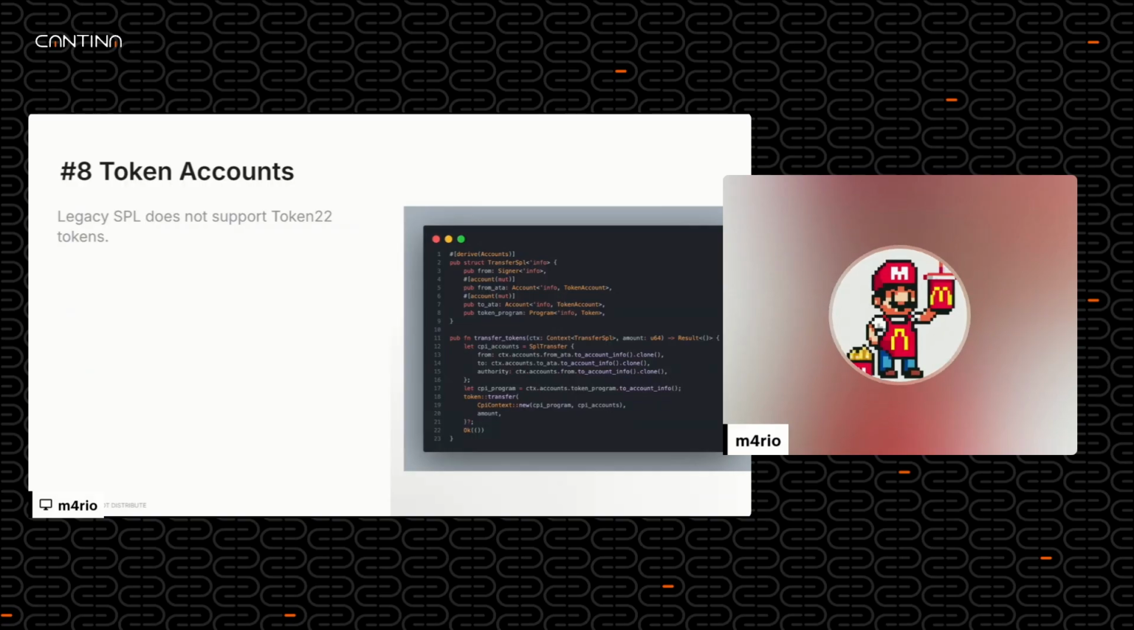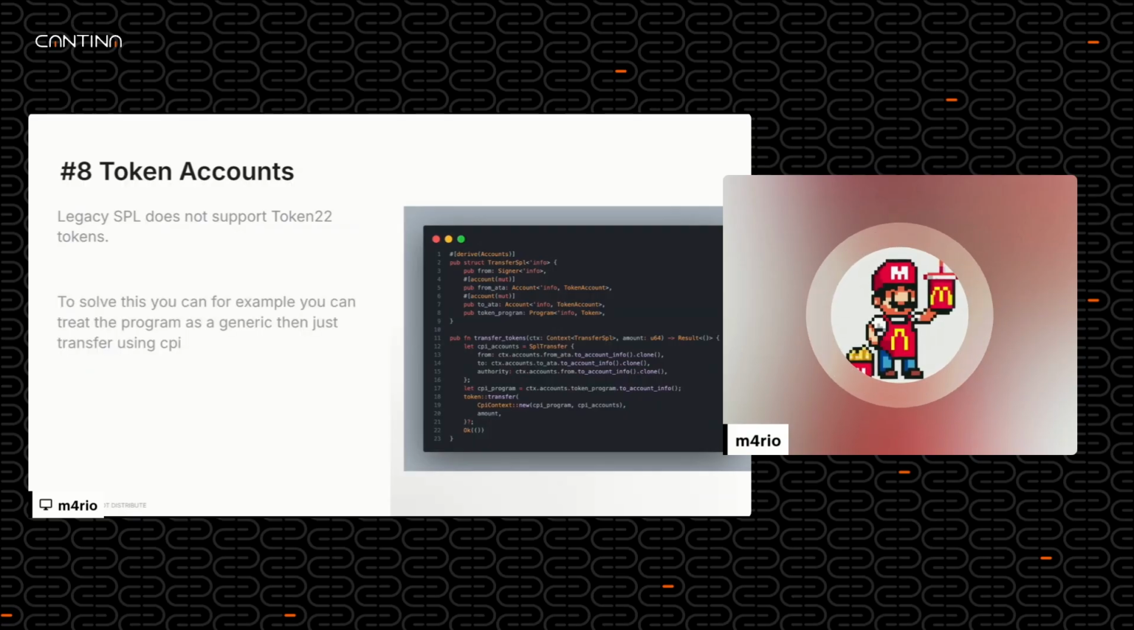There is another type of attack. Actually, not an attack. This is more like a security issue when you deal with tokens, because now we have SPL tokens and Token-2022. The SPL does not support Token-2022 because it did not know about the Token-2022 standard. So sometimes if you want to transfer tokens and you use the legacy SPL transfer, it will actually differ for the Token-2022 standard. To solve this, you can, for example, treat the program as generic, then just transfer using the CPI.